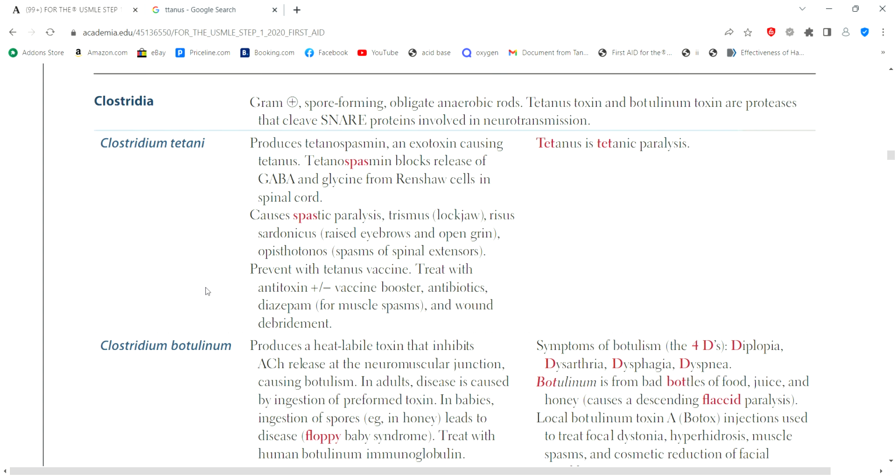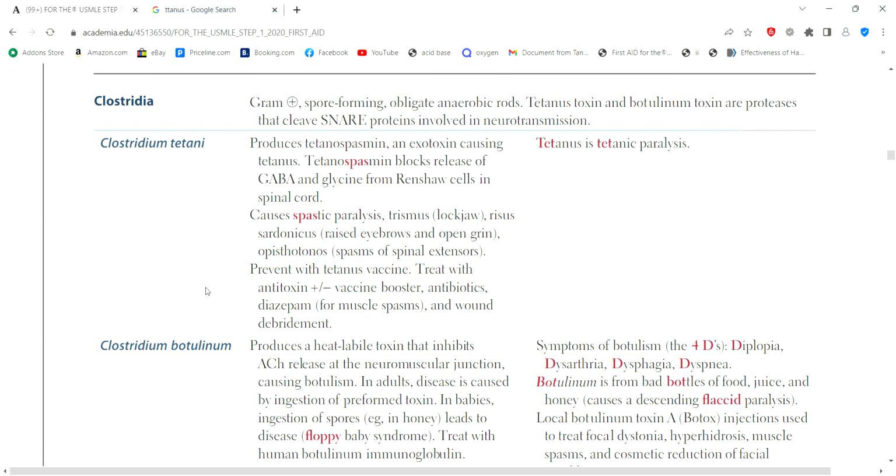Now, after they have all the symptoms, you treat with antitoxin plus or minus vaccine booster. So, if somebody has an arched back and lockjaw, you give antitoxin, which is pre-made antibodies, with a vaccine booster, which is made from tetanus toxin. Okay, remember that. So you give antitoxin with or without a vaccine booster. This is antibodies to somebody who's actually having a tetanus attack. All right.